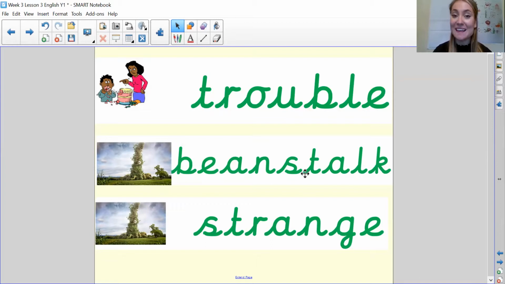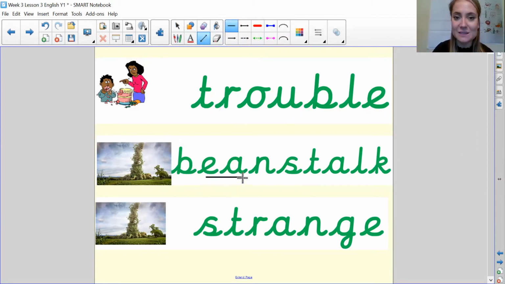Okay, my next one is beanstalk. Beanstalk. Good, and you can see that E sound, can't you, in beanstalk? Beanstalk. Okay, and that grew out of those 5 wrinkly beans. It shot up to the sky and grew overnight, didn't it? And led Jack to the giant's castle. Okay, my last word for today is strange. And it was very strange, wasn't it? He wasn't expecting it to happen.